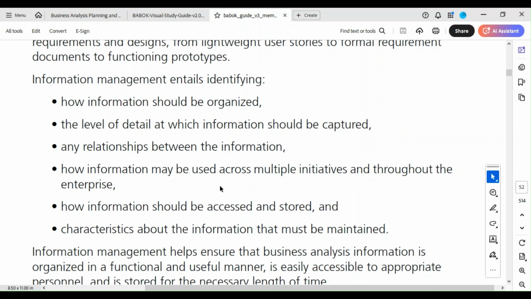Now, characteristics about the information that must be maintained. Remember that we are looking at information management entailing identifying, okay, characteristics about the information that must be maintained. So, at times when you collect information, you want to break it down, or you want to streamline it. So what can stay, what should not stay, what you want to remove.